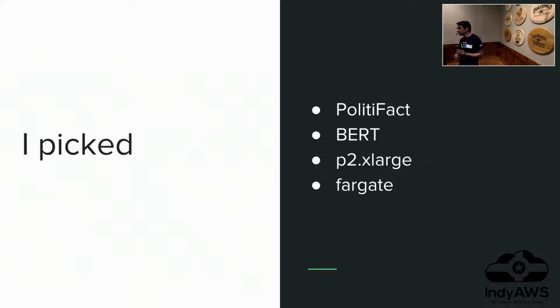And then the second one is BERT. BERT is a system which was open sourced. It's a model, an architecture developed by Google. It's brand new. It was a paper published in November 2018, just a few months before. I'm going to talk a little more about it. And then I just picked the cheapest GPU instance for my training, and then I used Fargate to host my inference, or my model.